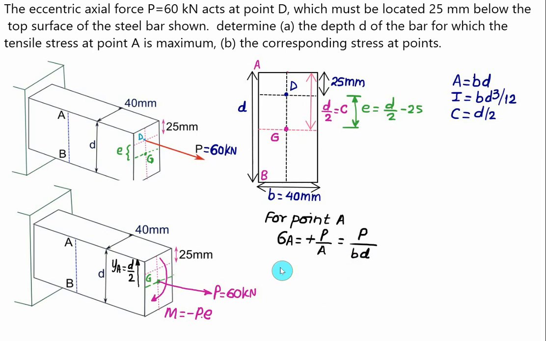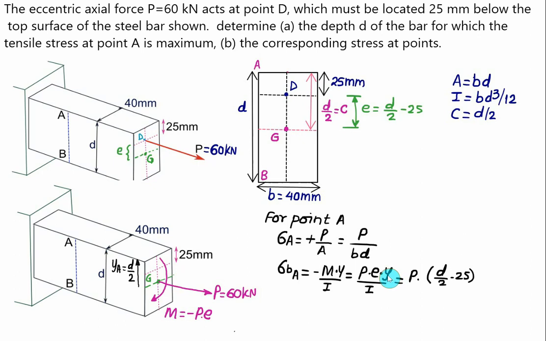And the bending stress is minus M into Y divided by the moment of inertia I. The moment is negative this time, so minus and minus become plus. We replace M with minus of P, and this minus becomes positive. We have P multiplied by E multiplied by Y divided by I, and the eccentricity E is equal to D by 2 minus 25.